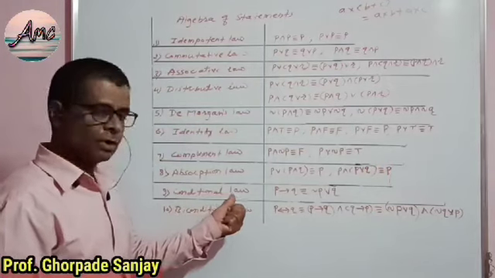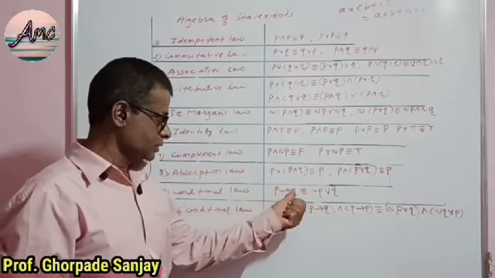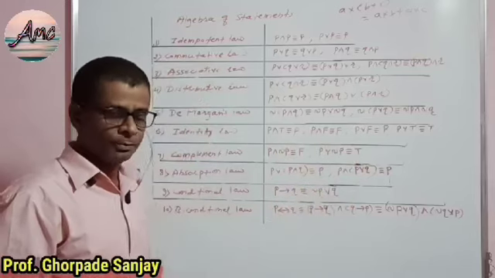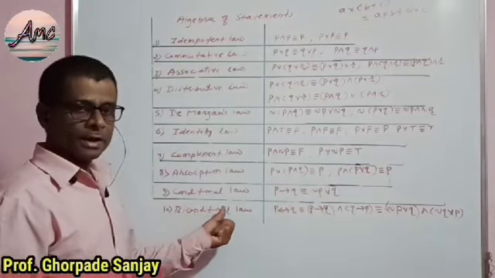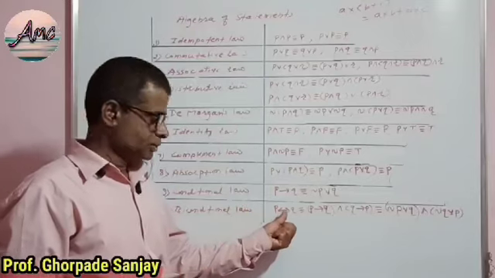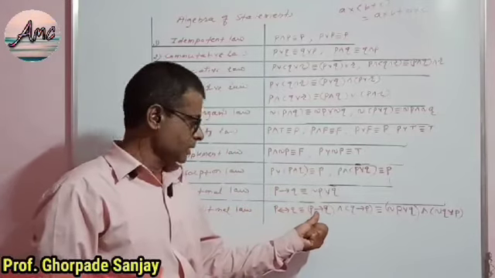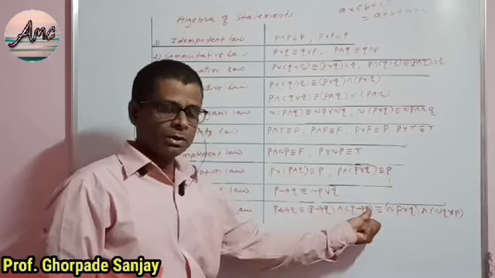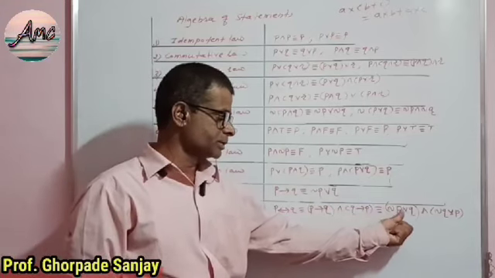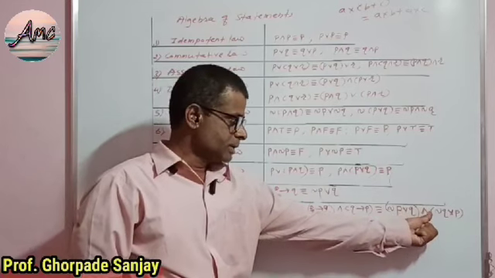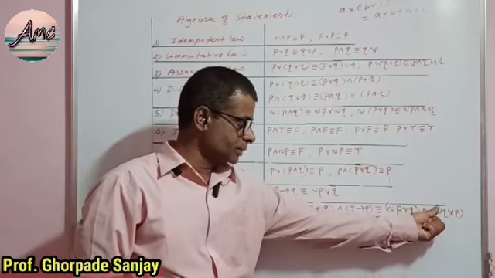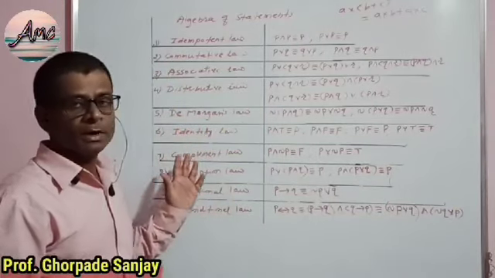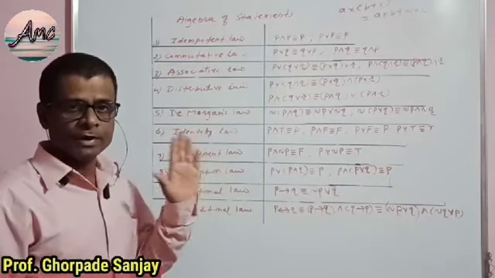Then conditional law. P conditional Q is logically equivalent to negation of P disjunction Q. And finally, biconditional law. P biconditional Q is logically equivalent to (P conditional Q) conjunction (Q conditional P), or logically equivalent to (negation of P disjunction Q) conjunction (negation of Q disjunction P). So you have to remember these laws very well.